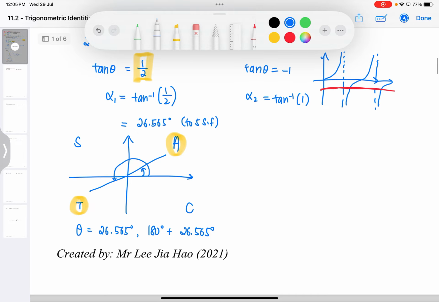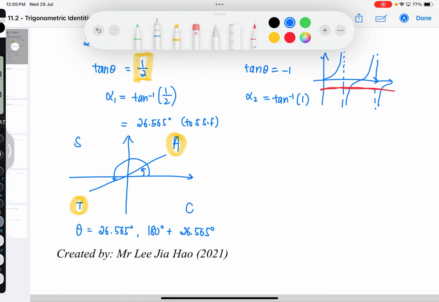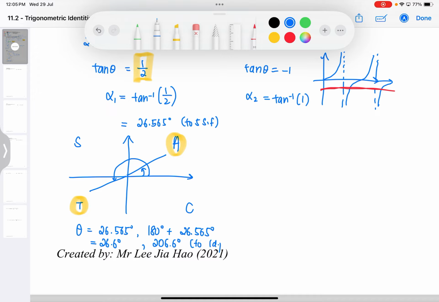Okay, and then round off to 1 decimal place. So plus 180. Don't even need to retype your calculator, you can just put answer plus 180. Okay, so 206.6. Yes, no, 1 dp. 206.6 to 1 decimal place. Okay?